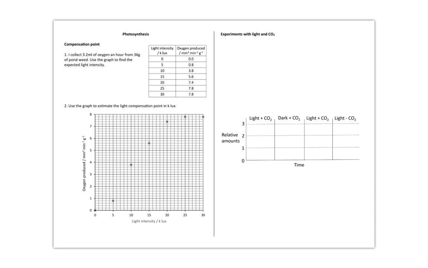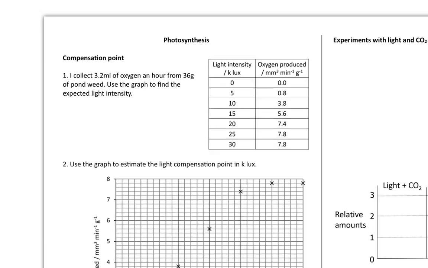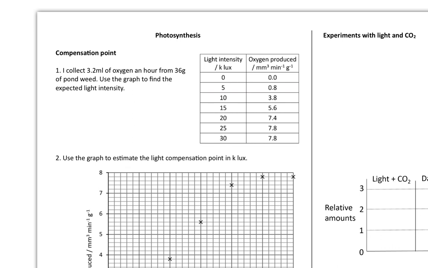Hello, we're going to look at photosynthesis and some data that's associated. So let's look at the first half. This would be the classic pondweed in water and measuring the volume of oxygen that's produced. So we are varying the intensity of light. The lighter the bulb, the greater the intensity.